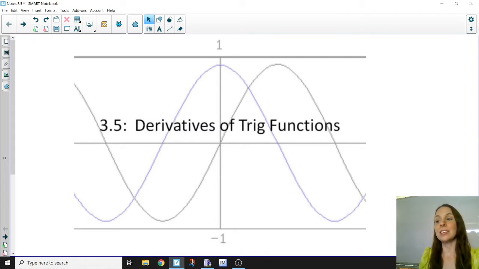In this section, we are going to discuss the derivatives of the 6 basic trigonometric functions, which is exciting.